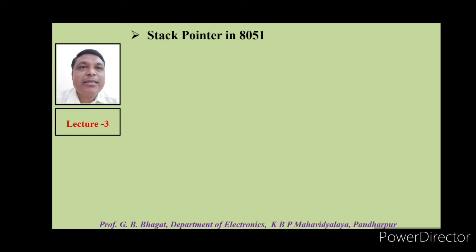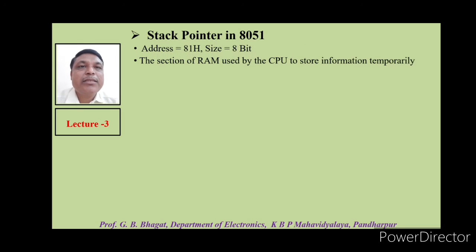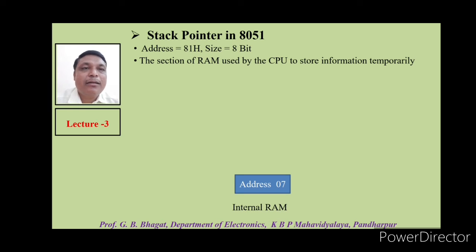Next, let us see the stack pointer in 8051. The stack pointer has the address of 81H and its size is 8 bits. The section of RAM used by the CPU to store information temporarily is nothing but the stack. This stack has the default address 07 in internal RAM. That is, by default the address of the stack in RAM is 07.